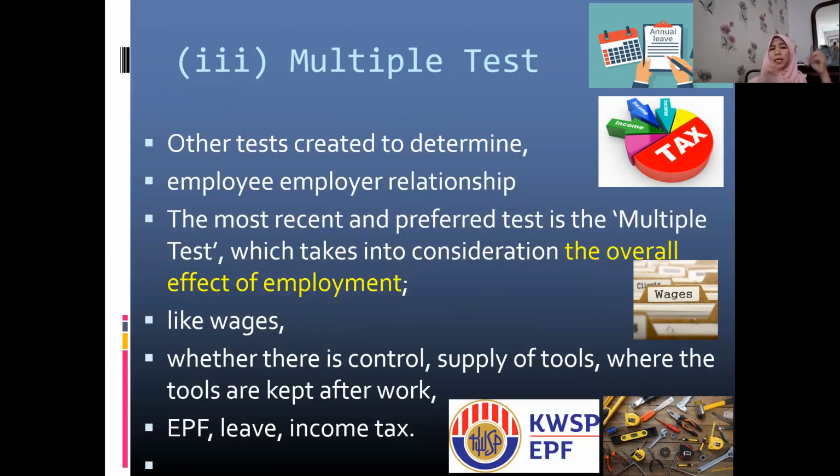It sounds like the control test, okay? And whether there's any EPF being paid by the employer, and who has the power to approve leave, annual leave, or also income tax deduction, for example. All those things. That's why it is considered as the multiple test. It's like combining the control test, the organization test, and whatever factors are relevant in order to see what the overall effect of employment is. Does it exist or not here between this employer and employee?